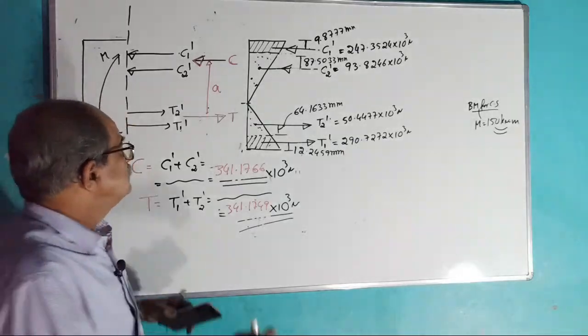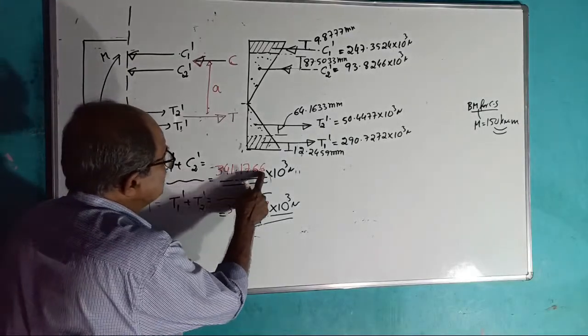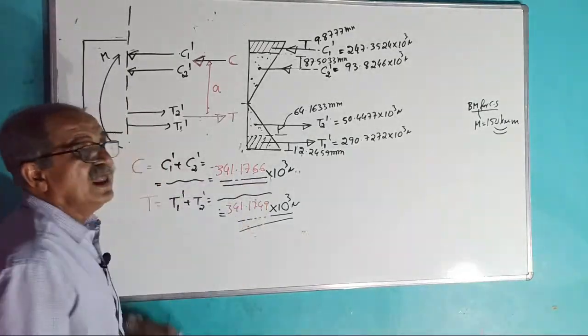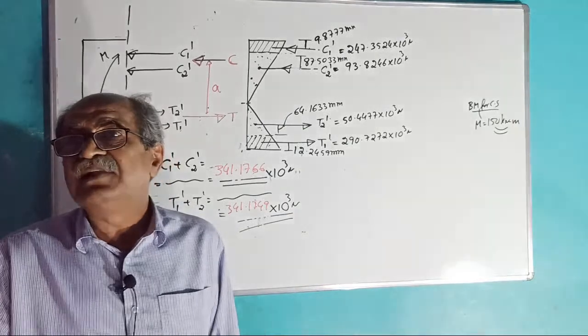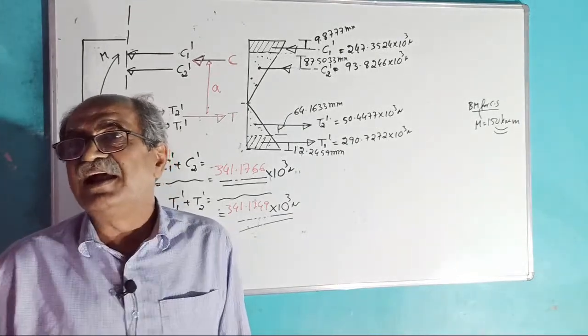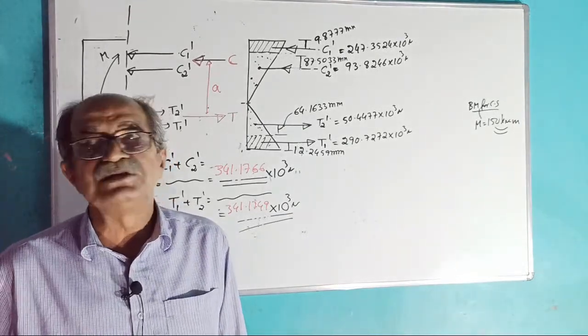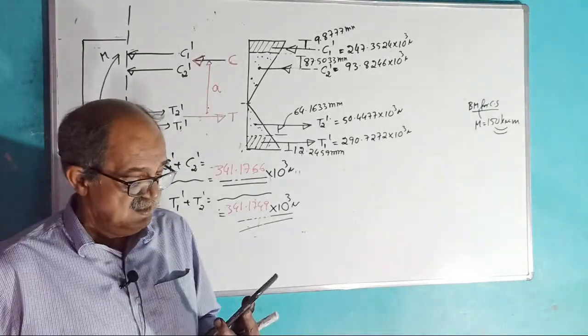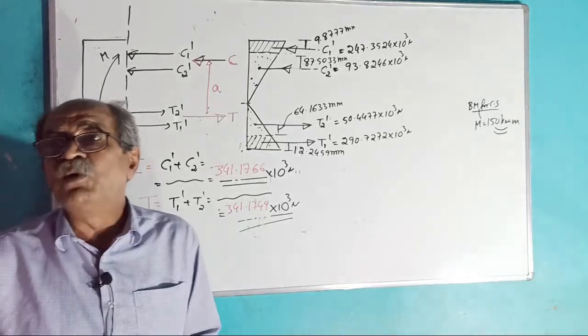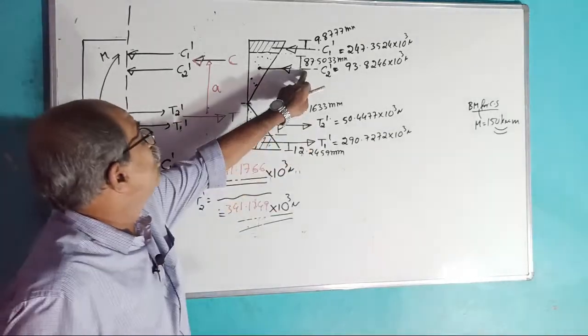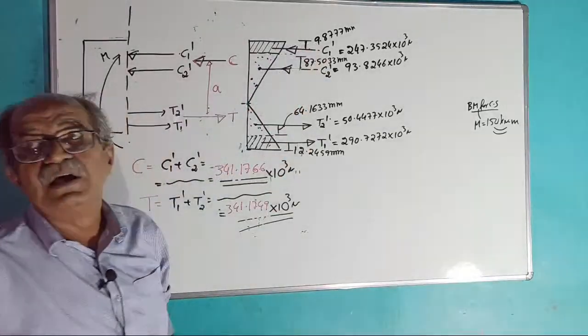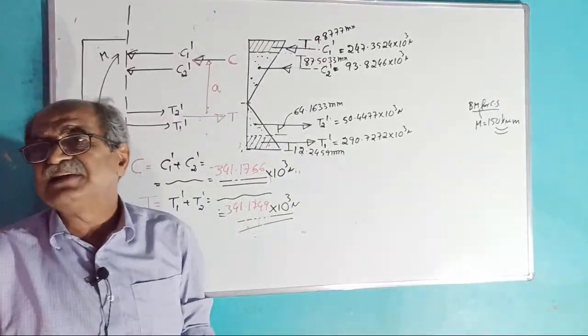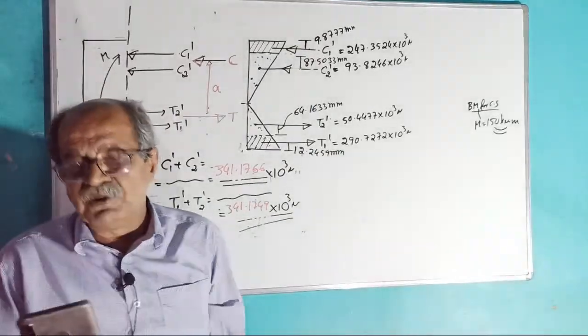If somebody tells me, sir, you got 1766 there and 1749 there, I will tell him, you write 1000 digits. Sir, that is not possible. Then keep quiet and listen to me. That is because of rounding off error. When you took this force, average stress into area, we are rounding off the decimals.